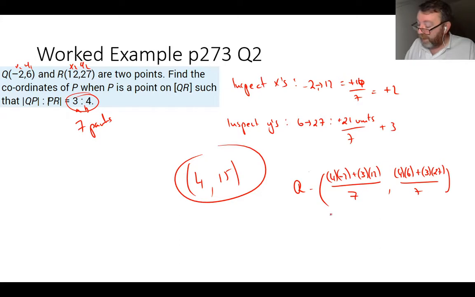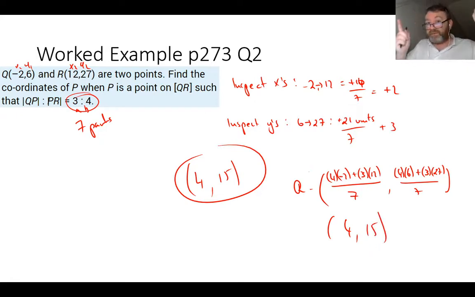So when we do that on the calculator, what do we get? 4 times -2 is -8. 3 12s are 36. So 36 minus 8 is 28. Divided by 7, so far so good, is 4. Take the next one. 4 6s are 24. And 3 27s. So 3 times 27. And that's equal to 105 divided by 7, which gives you 15. Snap. So it's totally up to you, whichever way you want to do it.